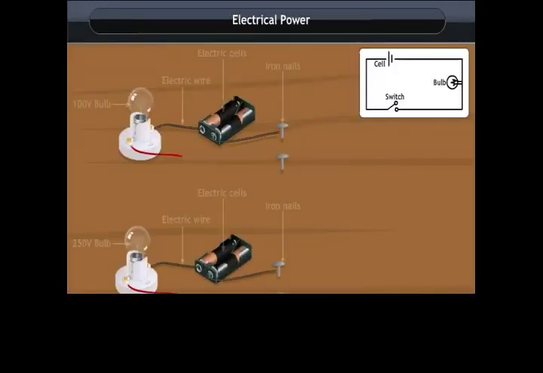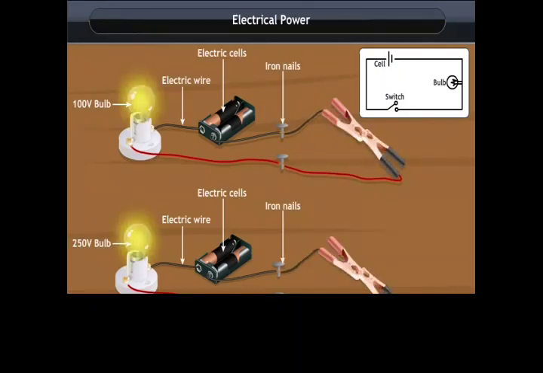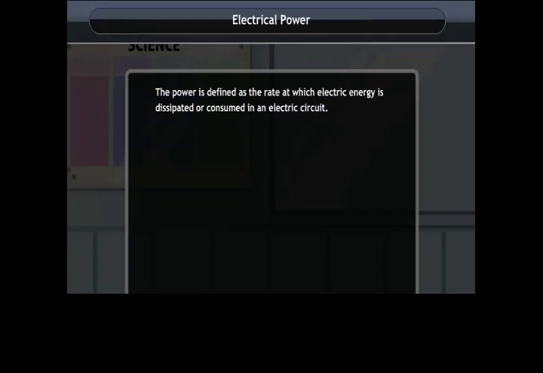Electrical power. Look at these electrical appliances. Which one of these consumes more electricity? Of course, the 250 volt bulb. Thus the power is defined as the rate at which electric energy is dissipated or consumed in an electric circuit. This is also termed as electric power. The power P is given by P = VI, or P = I²R = V²/R.